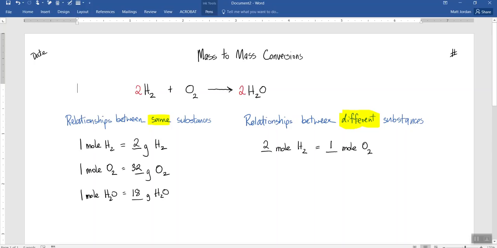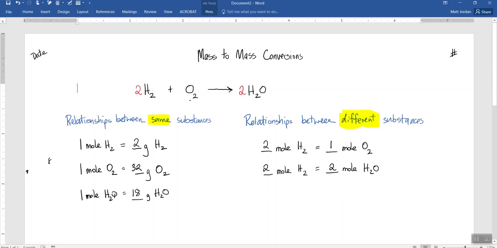I could also make a relationship between moles of H2 and moles of product over here. So many moles of H2 will produce a number of moles of water, H2O. And you can tell that from the balanced chemical equation. So 2 moles of H2 will produce 2 moles of H2O.